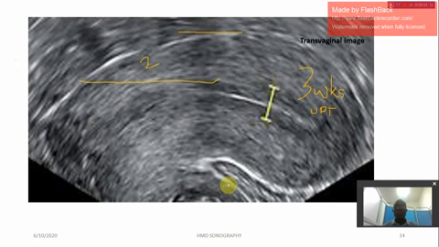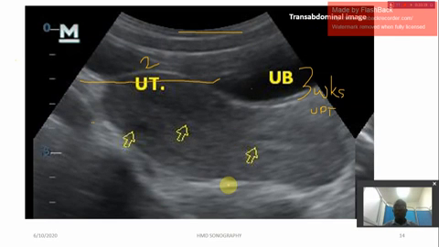These are images of a transvaginal image of a thickened endometrium, and a transabdominal image of a thickened endometrium. The arrows are pointing to this. You can see there's the myometrium, there's the endometrium, and that's the cervix you're seeing.